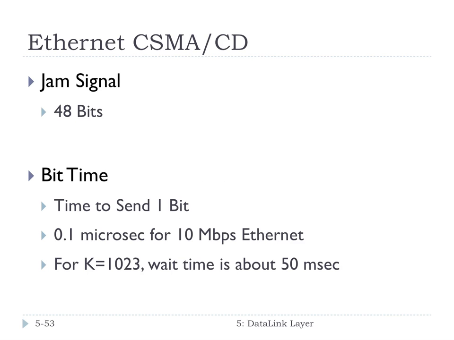Okay. The jam signal is 48 bits, and the purpose of that is to make sure that all other transmitters are aware of the collision. And as I said before, a bit time is the time it takes to send 1 bit. So if it's a 10 megabit per second Ethernet, it's 0.1 microsecond. If it were 100 megabit Ethernet, then it would be 0.01 microseconds. So that's just the way the time works out.